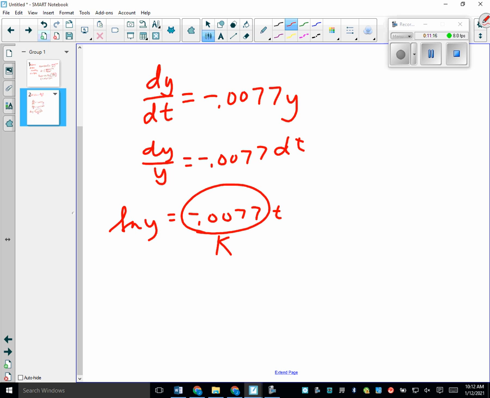Negative 90.01. Why is it negative? Because it's dying. Because it's decaying. Because it's becoming less. So we actually put ln of 2 over negative 0.0077, and that's why that is negative, because it's going down. So my half-life is 90 years. Does that make sense to you? Do not tell me it's negative 90 years. You've got to know what that negative is telling you.